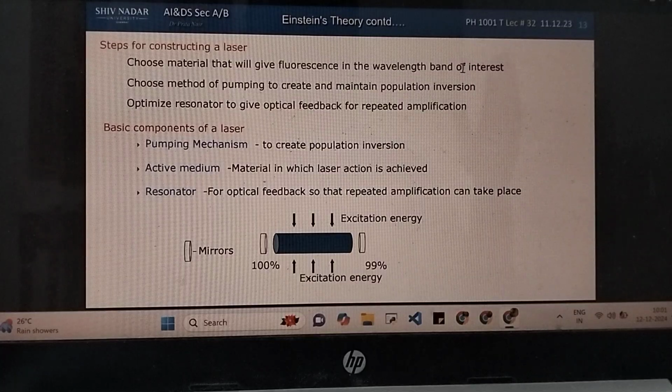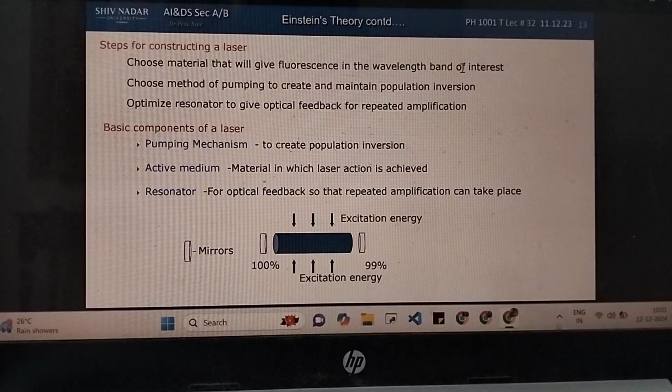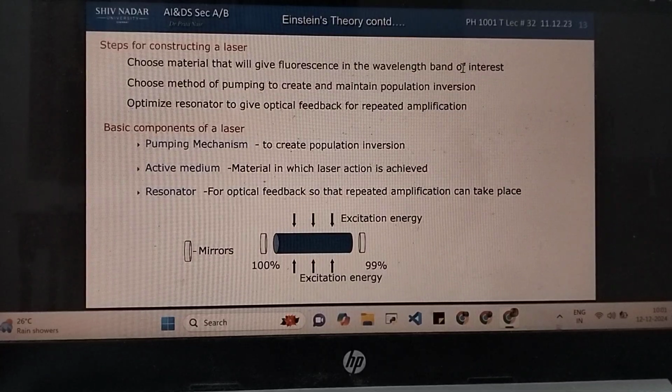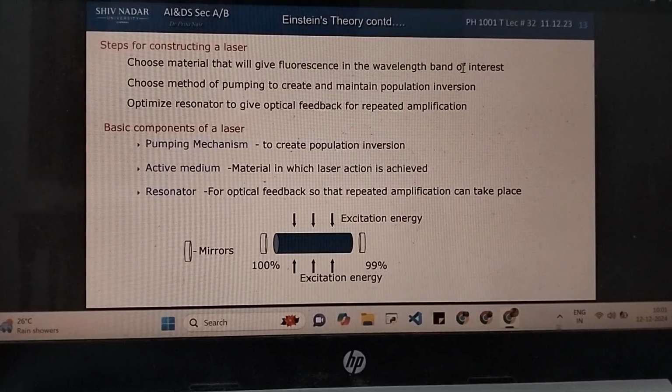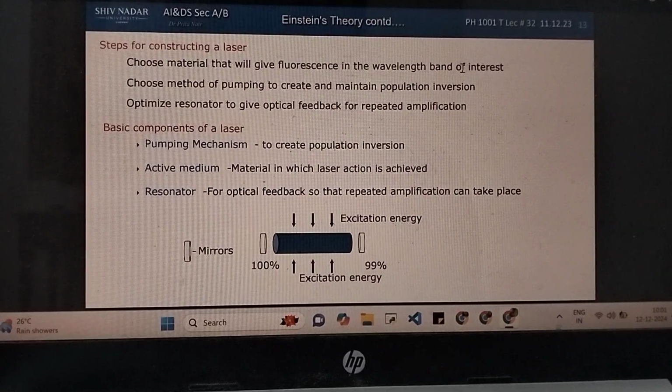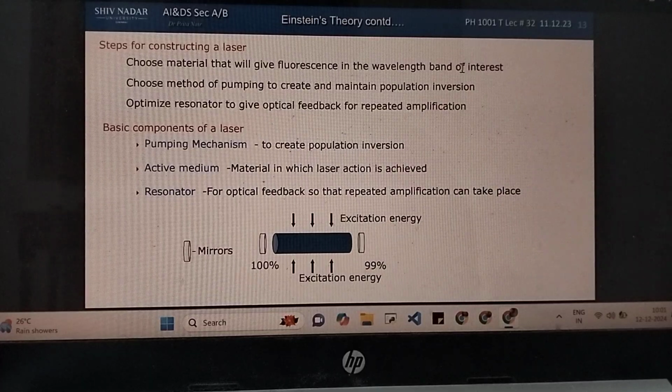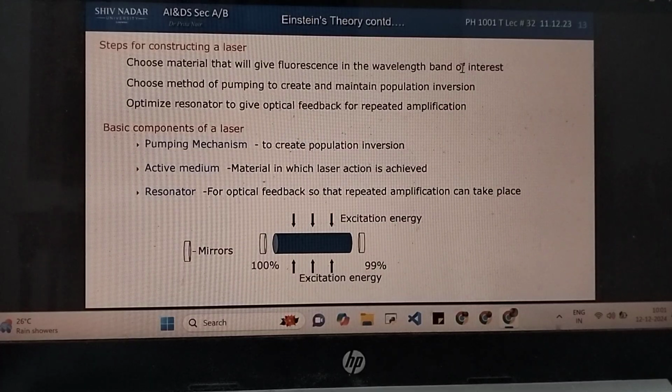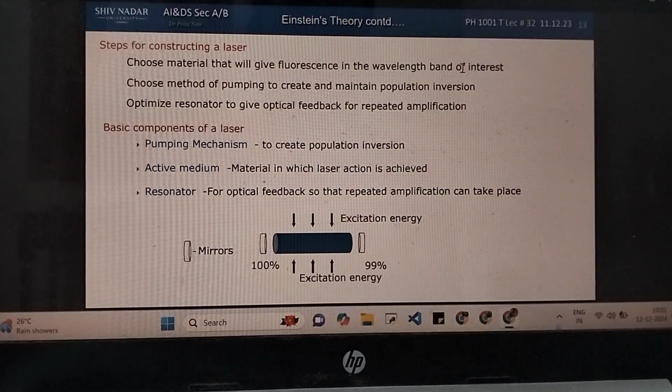So you set up that two mirror setup and you put your stimulated emission mechanism in between in such a way that maximum light can be generated. So those are the steps, and again the components of a laser. Active medium is the material in which the laser action is achieved. So the material whose electrons are going to keep moving between E1 and E2.